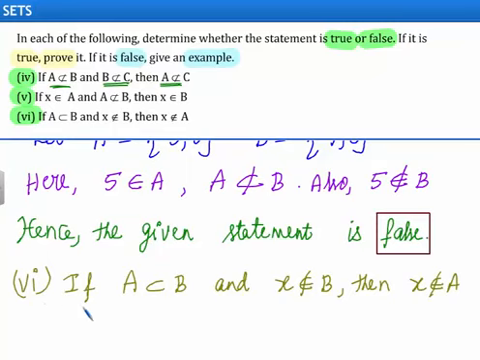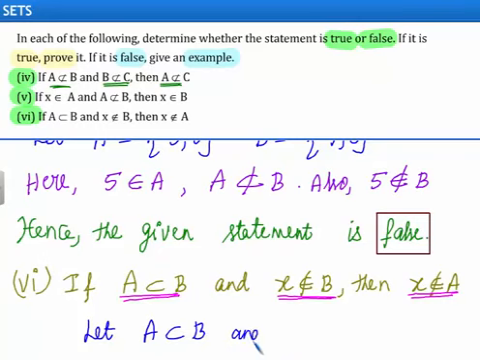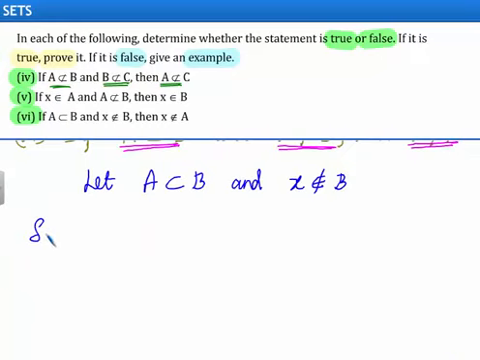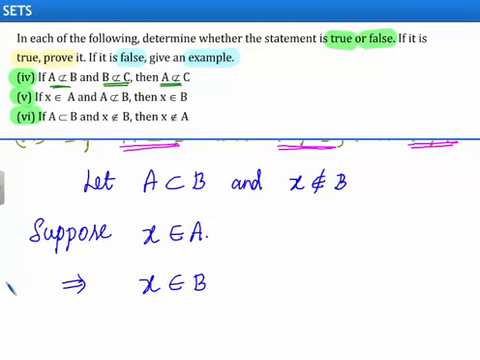The next statement is, if A is a subset of B and x does not belong to the set B, then x does not belong to the set A. Let A be a subset of B and x does not belong to the set B. Suppose x belongs to the set A. So this implies x belongs to the set B, since A is a subset of B, which is a contradiction.